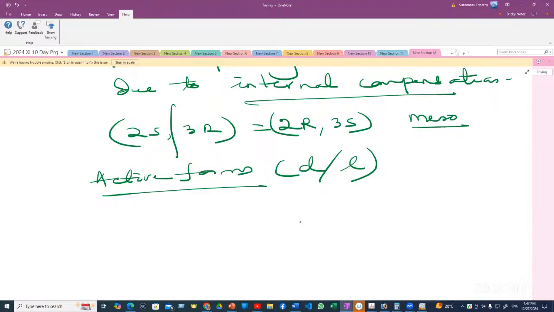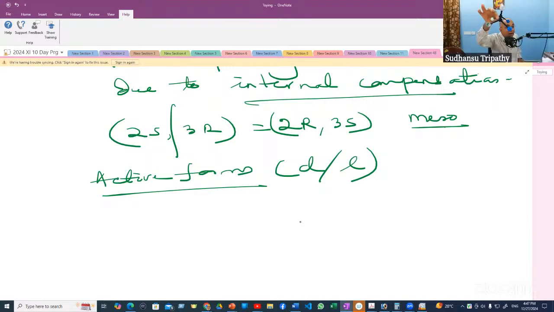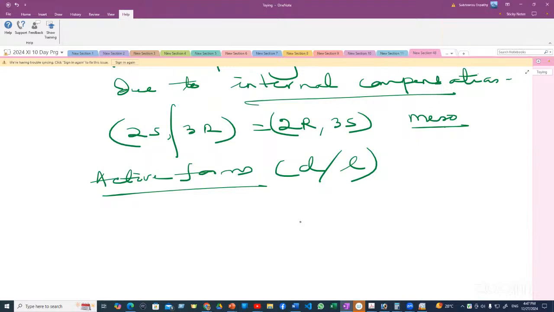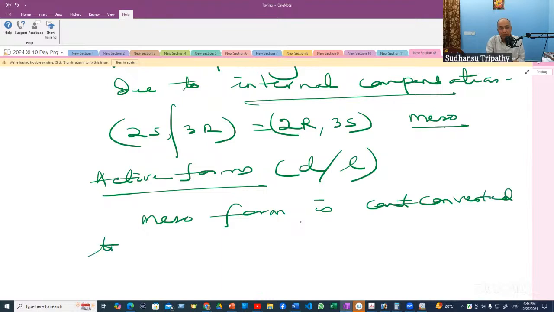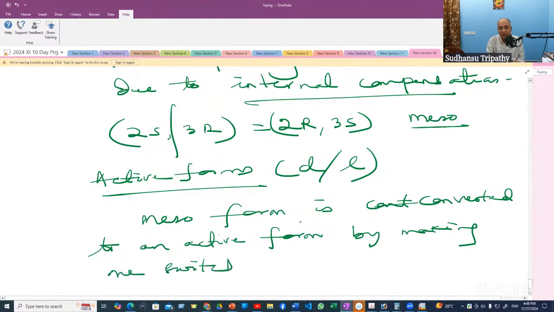So by doing a single switch at any one chiral center, it may become R, R or S, S, doesn't matter, I don't know, but by making one switch at any one chiral center, not both the switches, the meso form is converted to an active form, and the active form may be R, R or S, S. By making one switch, any one switch at any one chiral center, and vice versa.